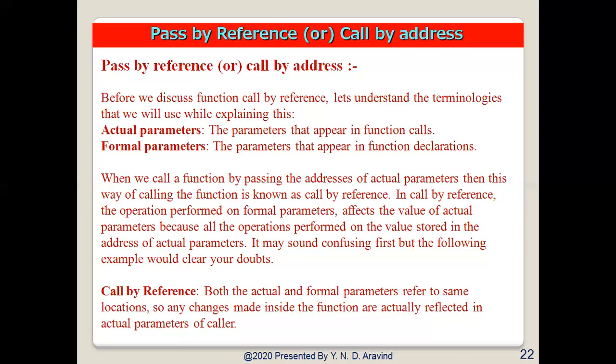In call by reference, or call by address, both the actual and formal parameters refer to the same location. So any changes made inside the function are actually reflected in the actual parameters of the caller. This is what is called call by reference or call by address.